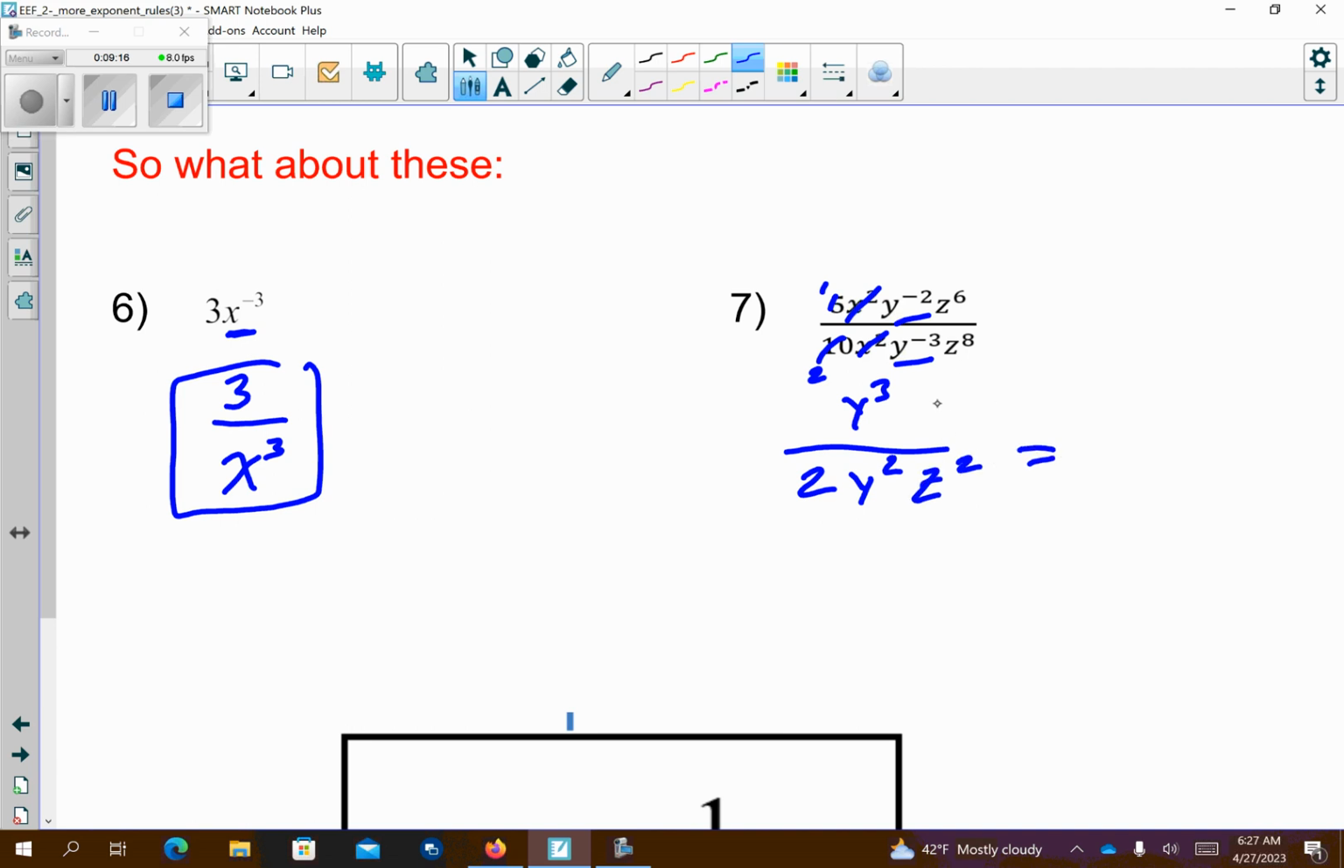Now let's take care of our y's. Tug of war with the y's, who wins, top or bottom? Well, the top wins by 1, so I can put y, or I can put y to the first if I want to, over 2y squared, z squared. And there's my answer.